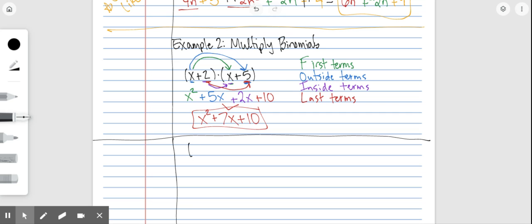Okay, so we're going to do a third and final video, and it's just going to be our final example of the FOIL method. So again, you've definitely learned this before. It's just been a while, so we're trying to just get back into the hang of things.